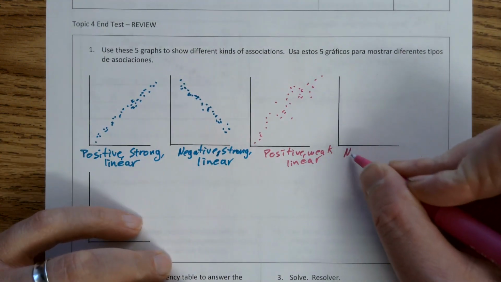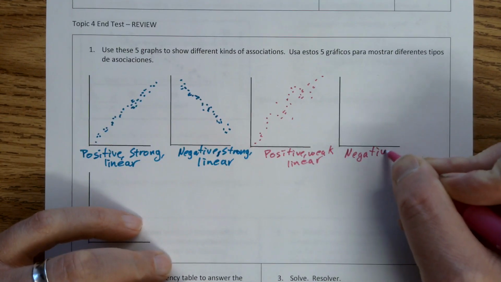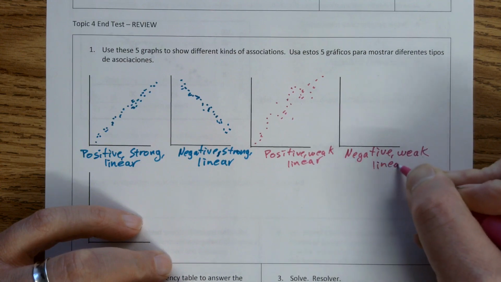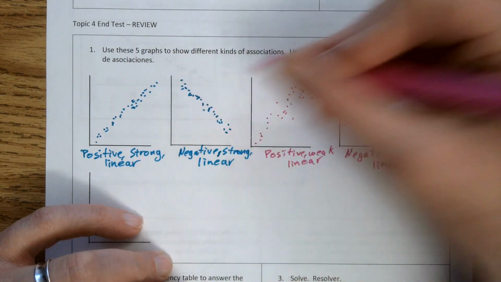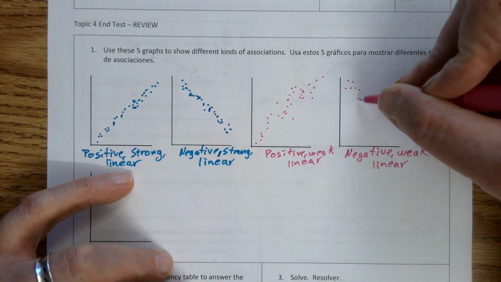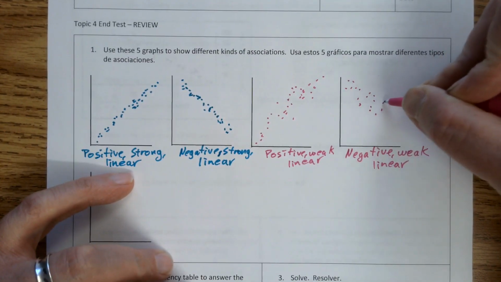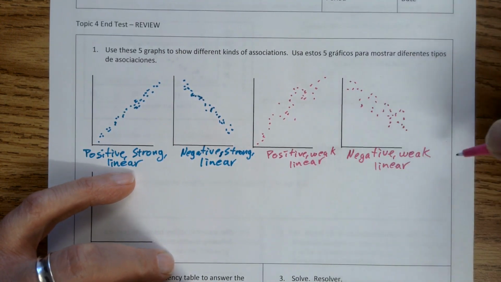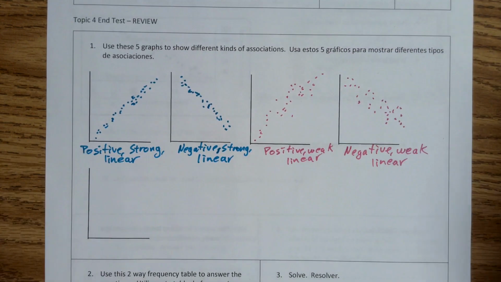Next one, we'll do negative, weak, and linear. Okay. It's going to be similar to this, but kind of the opposite direction, right? So they're again scattered, but again, it's kind of like that downward trend. You could draw a line through the middle of that if you wanted to.